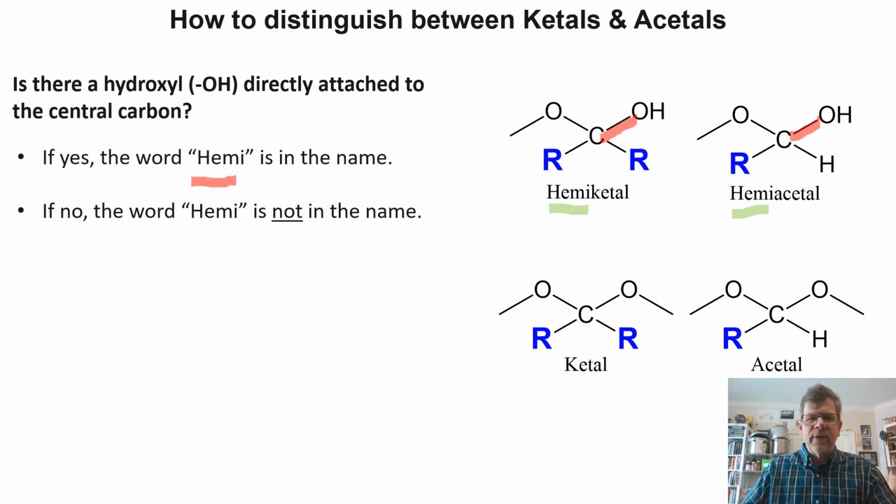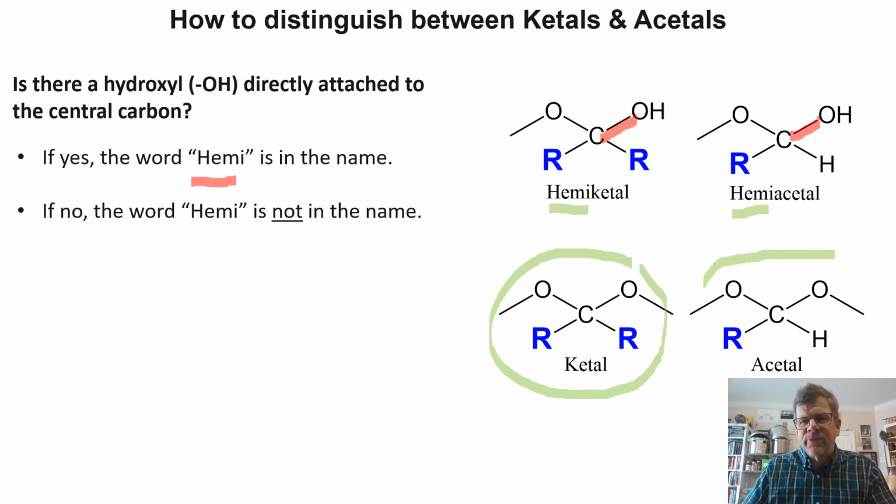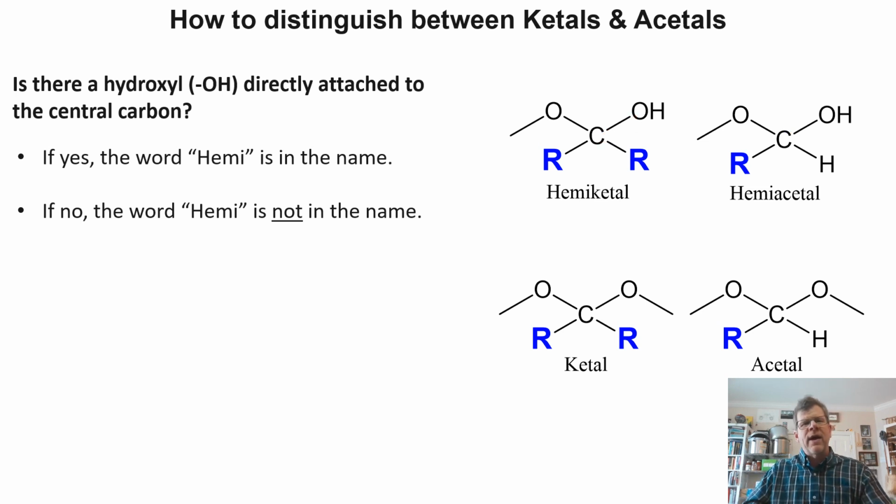So if we look for the presence or absence of OH attached to that central carbon, we know half the answer. If there is no OH attached to that central carbon, well, the word hemi is not in the name, and that is the case with a ketal and an acetal. So that's the first thing we can ask: is an OH directly attached to that central carbon?